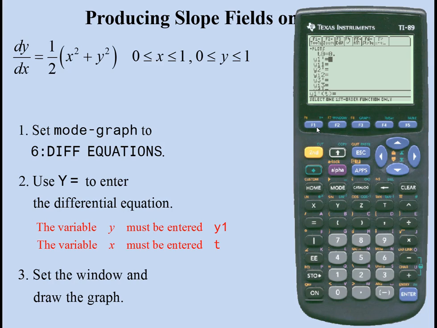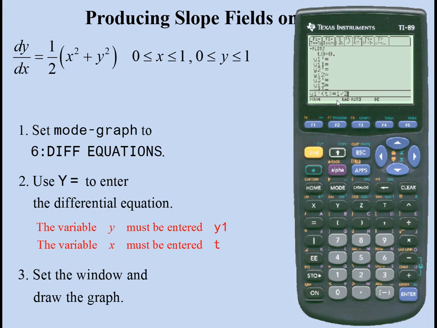So the two things that you see here in red are simply saying the y variable has to be entered as y1 and x must be entered as t. My calculator only understands the variable t, as implied up here where it says t0 equals 0. And so here's our differential equation.